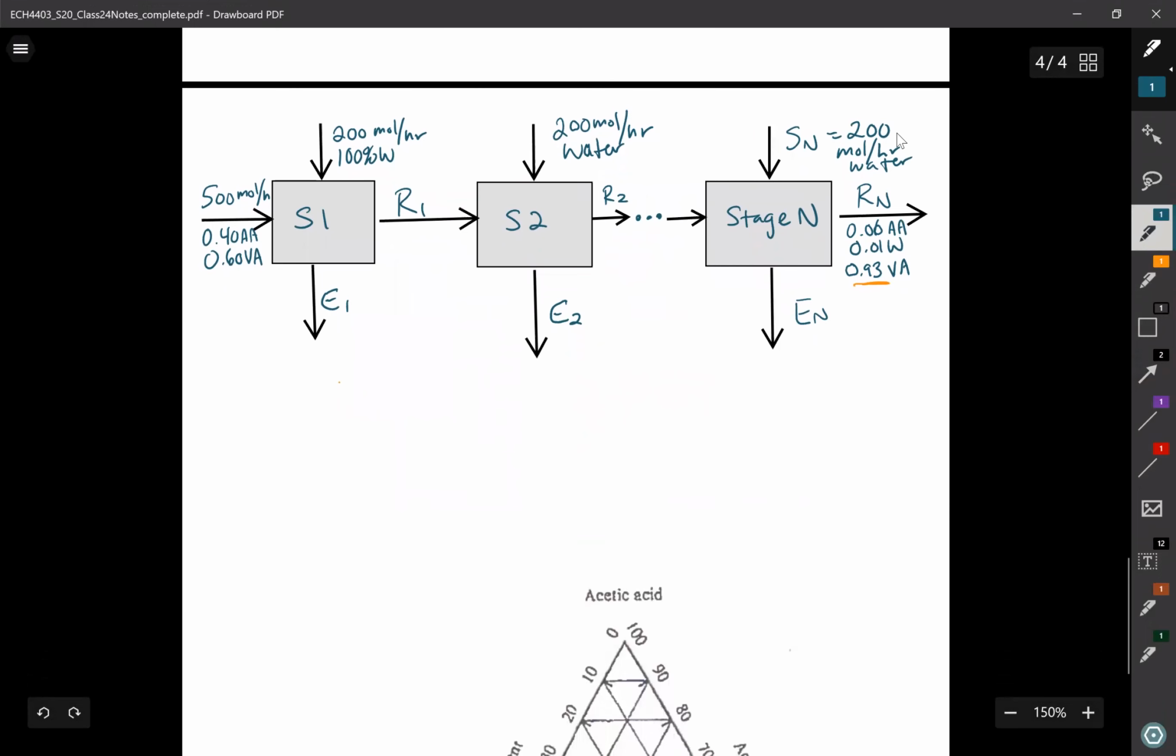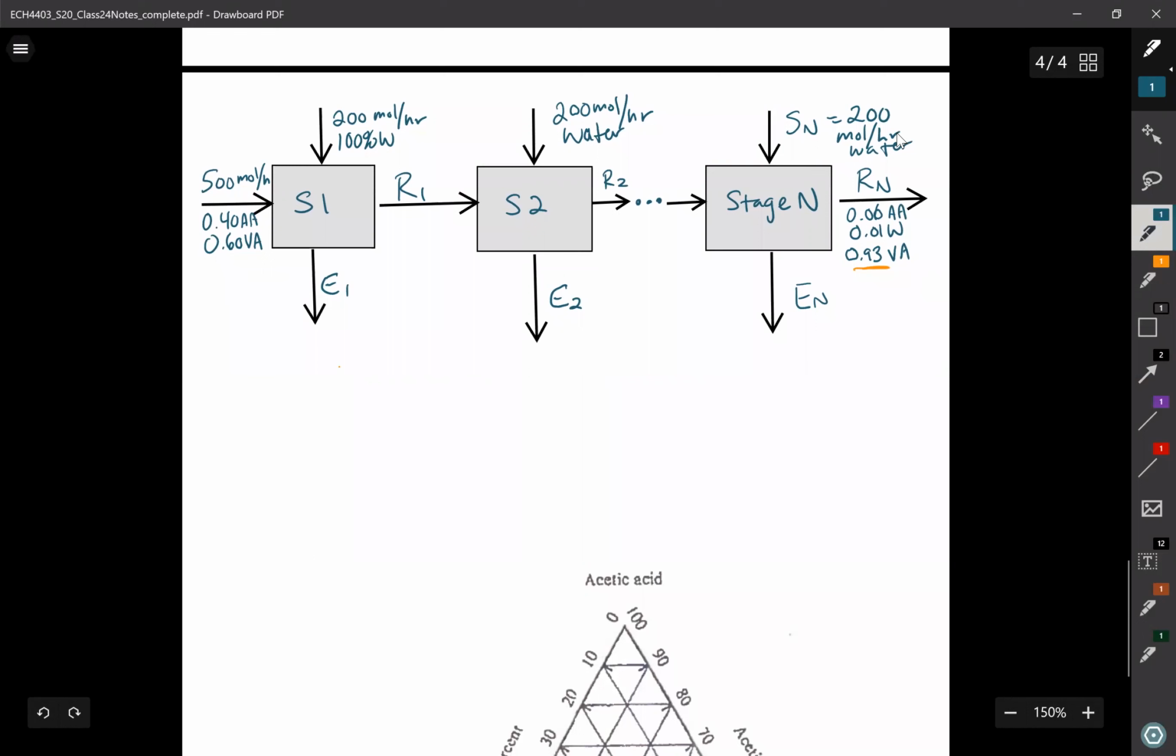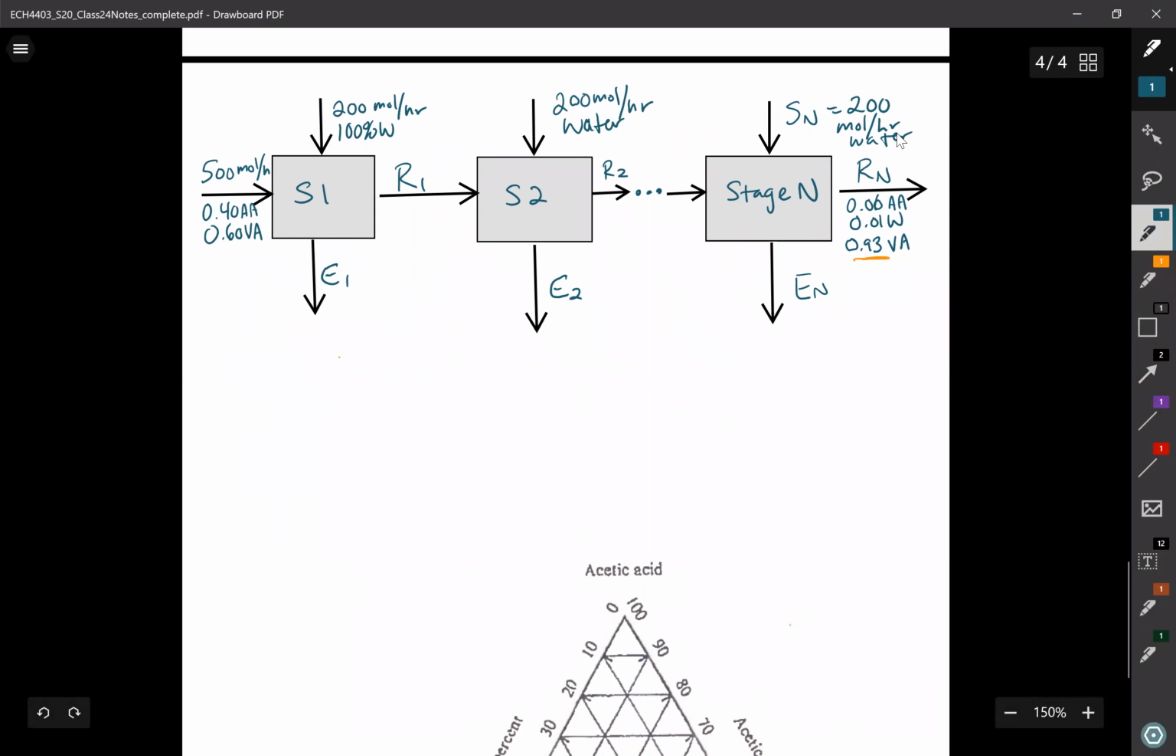So fortunately, the design type problem is the easiest class of problem to solve because we don't have to work backwards. We can keep working forwards. So I've put in all the needed information that we had from the problem statement: 500 moles per hour, 40% acetic acid, 60% vinyl acetate, 200 moles per hour of 100% water going to each stage. I can start solving this just stage by stage. So let's go ahead and start with doing stage one.